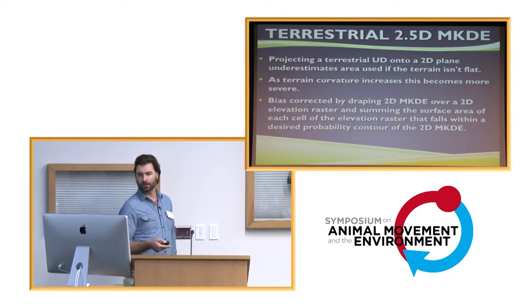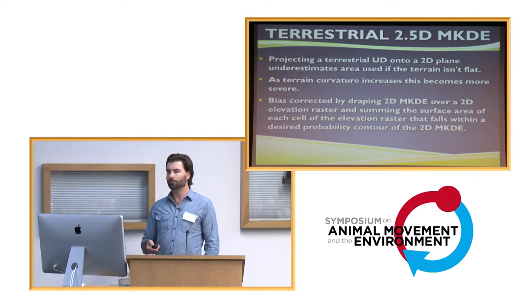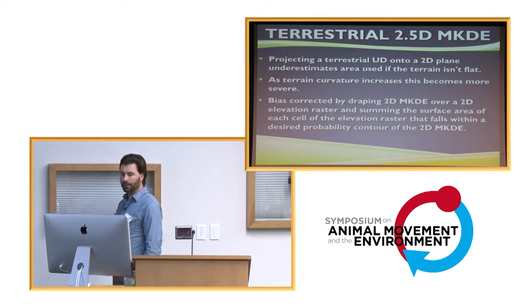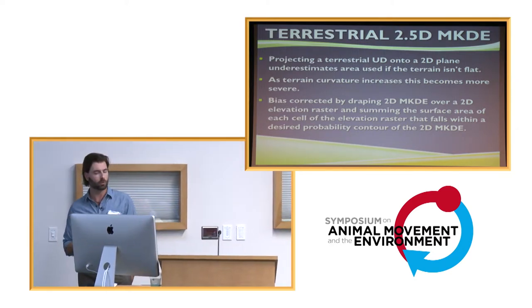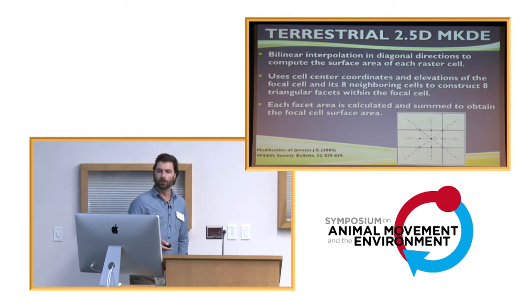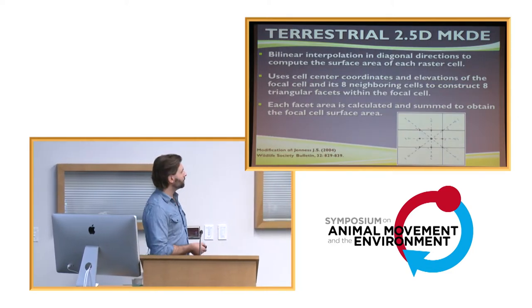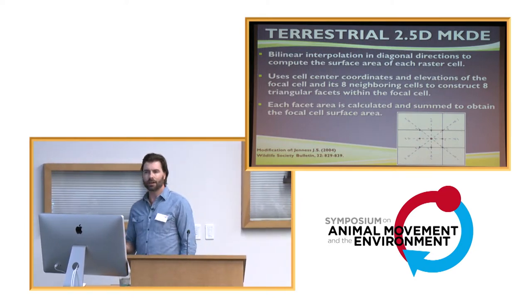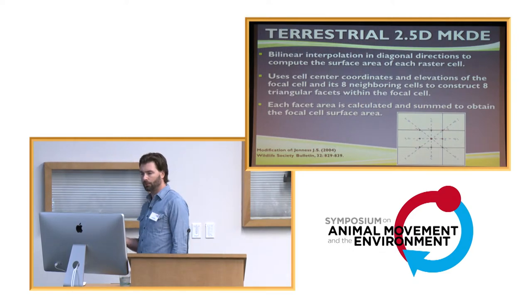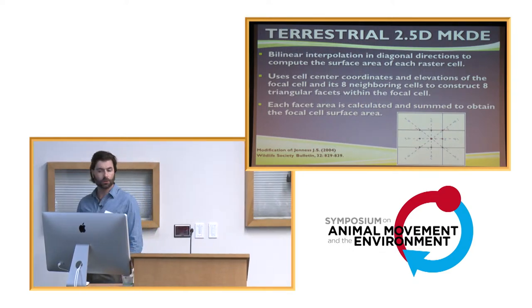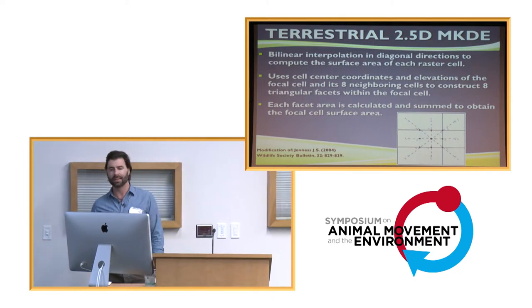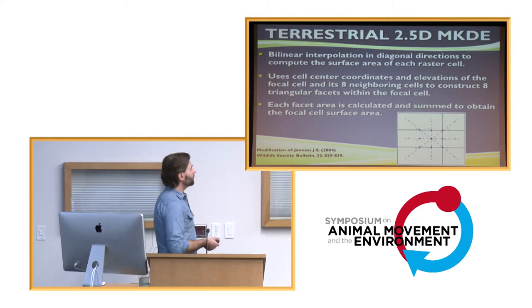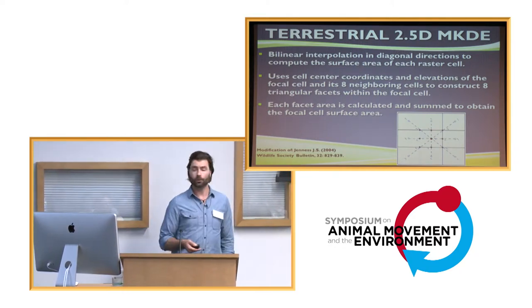So our estimator corrects for this bias by draping a 2D MKDE over an elevation raster, and then it sums the surface area of each cell of the elevation raster that falls within a desired probability contour of the 2D MKDE. So we use this tessellation technique. It's a modification of Jeff Jenness's method. It does a bilinear interpolation in diagonal directions to compute the surface area of each raster cell. And then it uses the cell center coordinates and elevations of the focal cell and its eight neighboring cells to construct eight triangular facets within the focal cell. And then each facet area is calculated and summed to obtain the focal cell surface area.